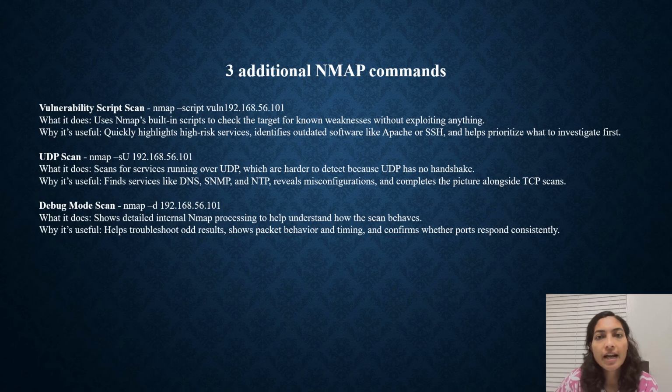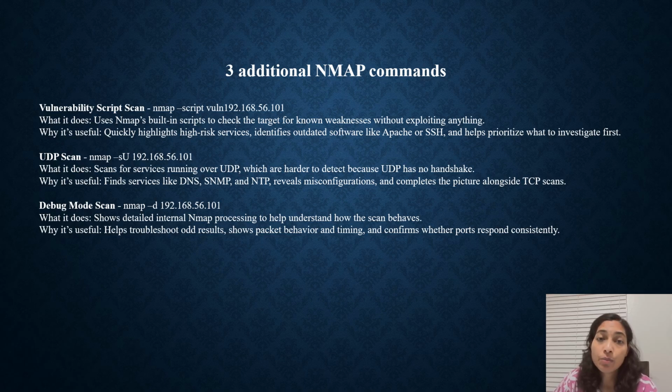For this assignment, I used three different Nmap scans to get a deeper understanding of how the Qioptrix system behaves. First, I used a vulnerability script scan, which uses Nmap's inbuilt scripts to check for known weaknesses without actually exploiting anything. This scan is great because it quickly highlights the high-risk services and outdated software versions, which helps me figure out what to investigate first.